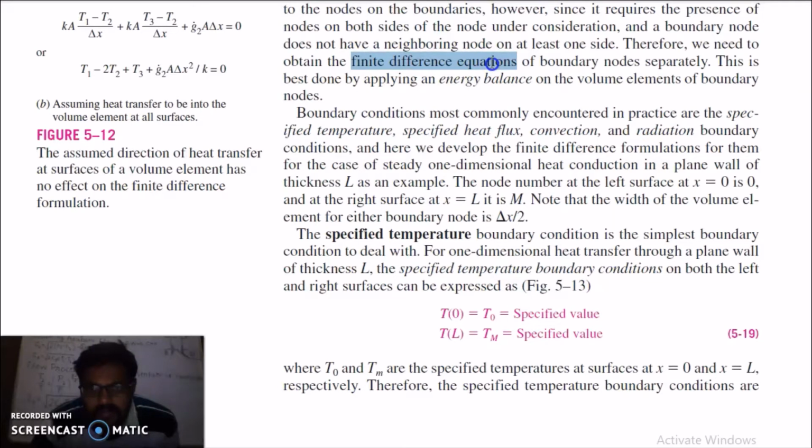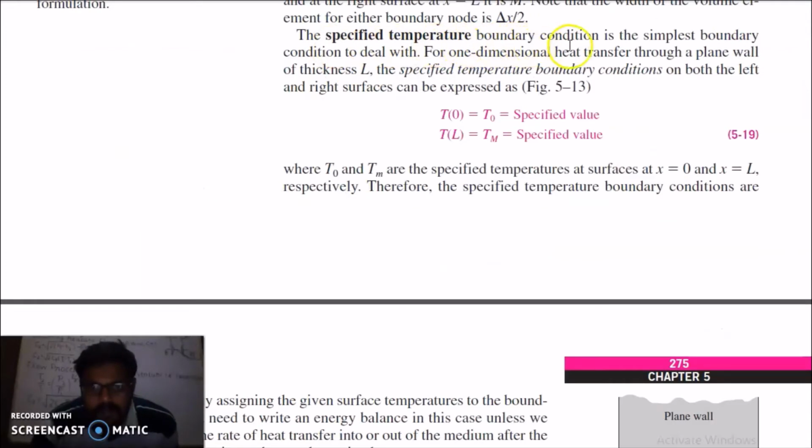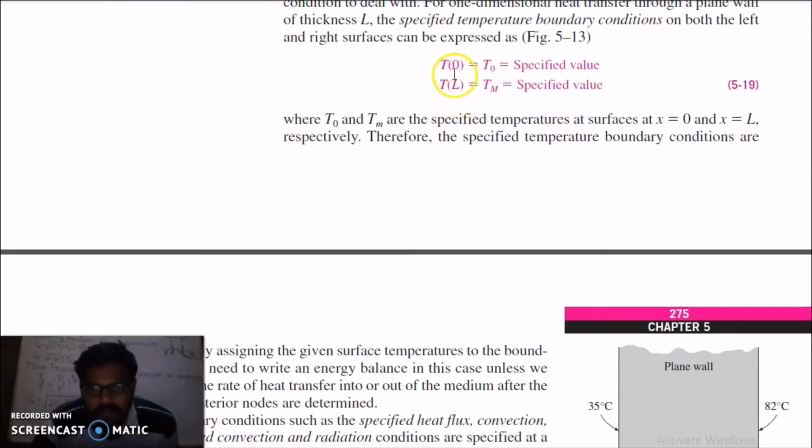This can be obtained by applying an energy balance on the volume elements of boundary nodes. Now in the case of boundary nodes, the volume of the element is less, it is half, and a volume element of delta x by 2 has to be considered, and its volume is half as compared to the previous case. The specified temperature boundary condition is the simplest boundary condition to deal with. For one-dimensional heat transfer through a plane wall of thickness L, the specified temperature boundary condition on both the left and right side can be expressed as T(0) = T0 on this side, and T(L) = Tm on this side, where T0 and Tm are specified temperatures at surface x = 0 and x = L.